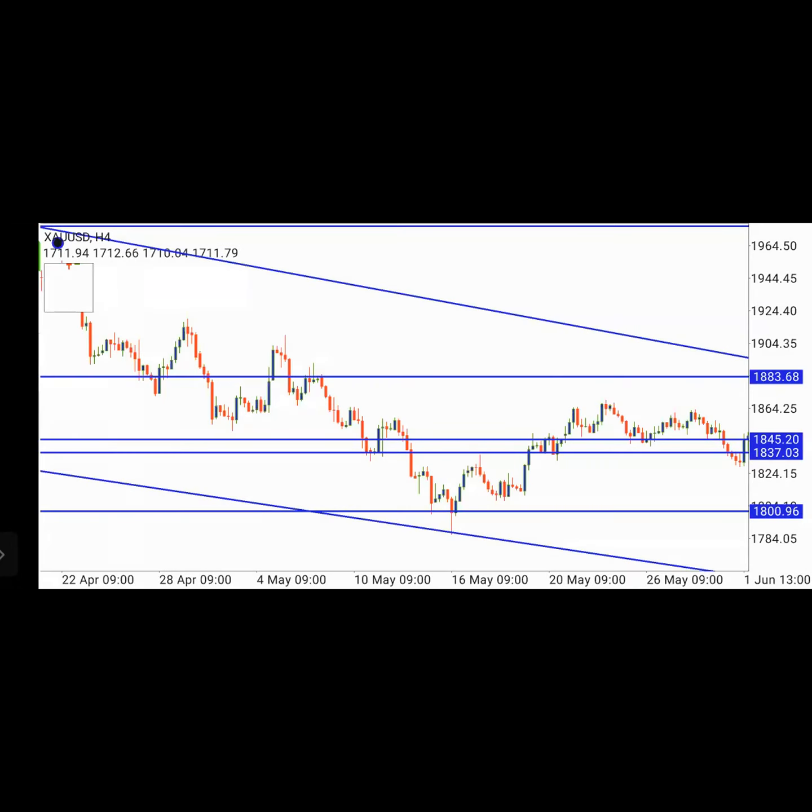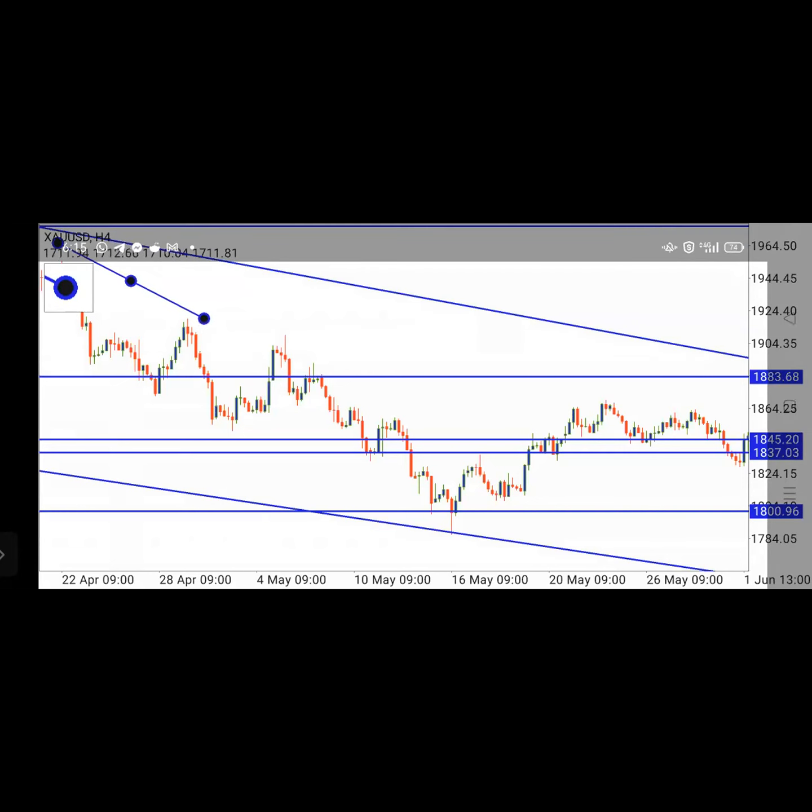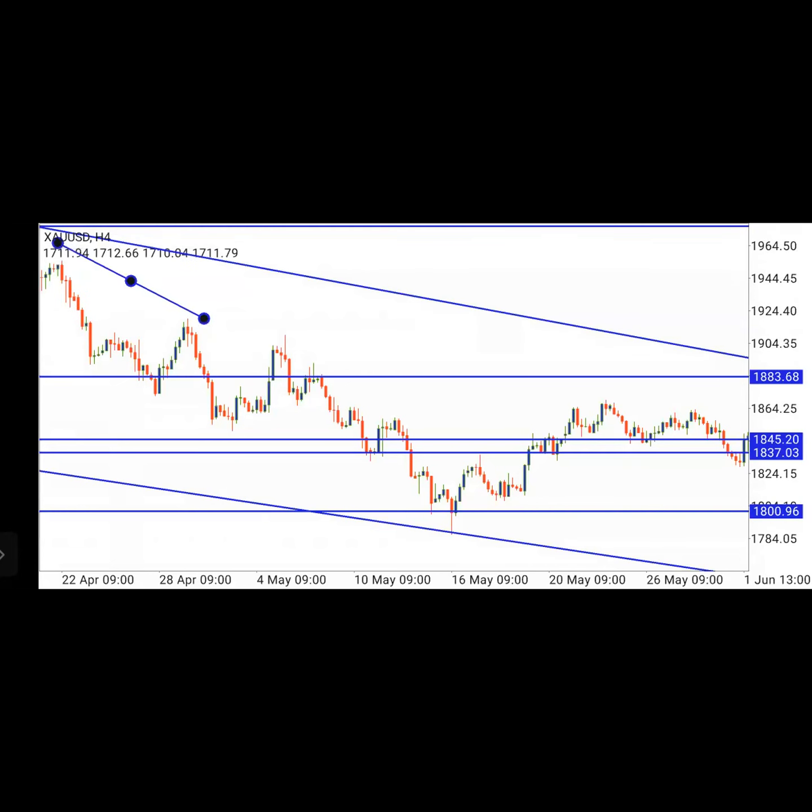Put a trend line before that range. I mean the downtrend before the range. Good. Hold on, please. Yes, you're dragging it well. Let's calm down.